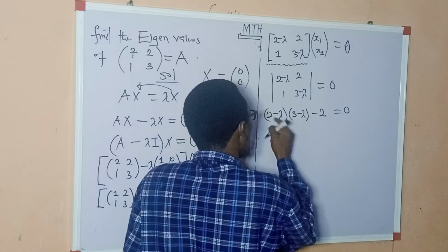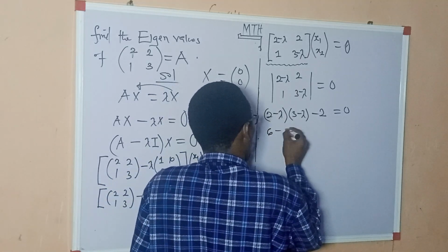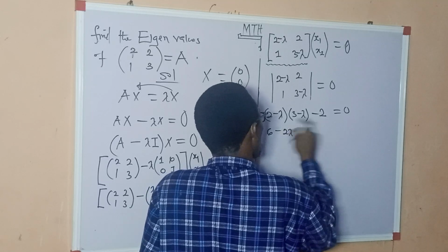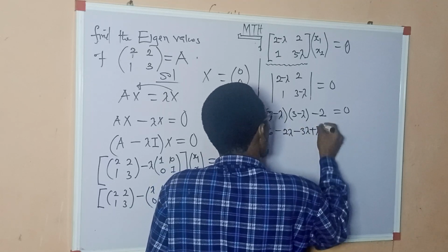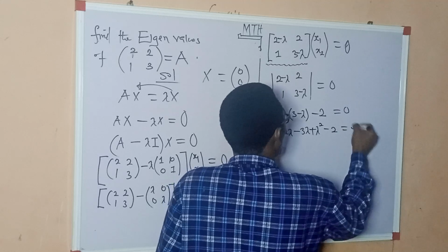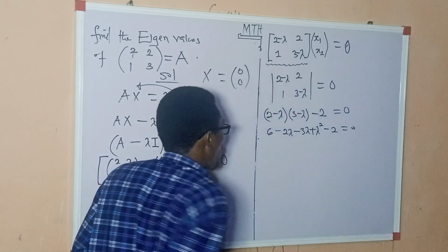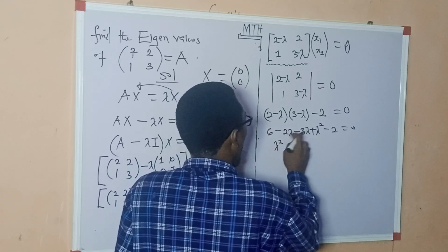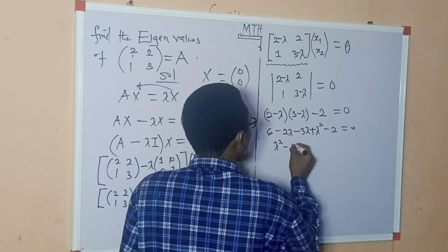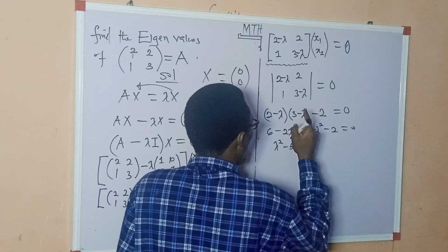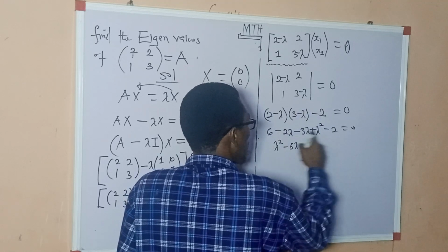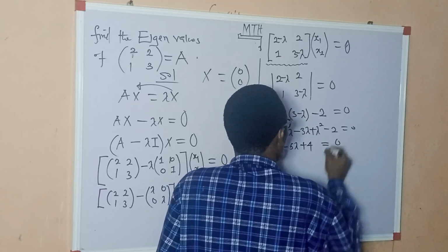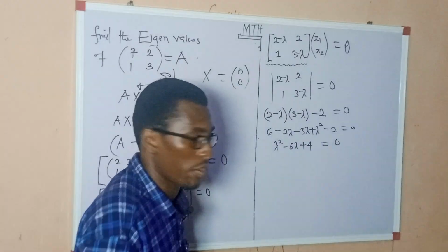Now, on expanding this, we have it as 6 minus 2 lambda minus 3 lambda plus lambda squared minus 2 equal to 0. All right, so we have this expression at hand. On simplifying it, we have it as lambda squared. Now, minus 2 lambda minus 3 lambda will give me minus 5 lambda. All right, then 6 minus 2 will give me plus 4, and that is equal to 0. Can you see that? Very, very interesting.